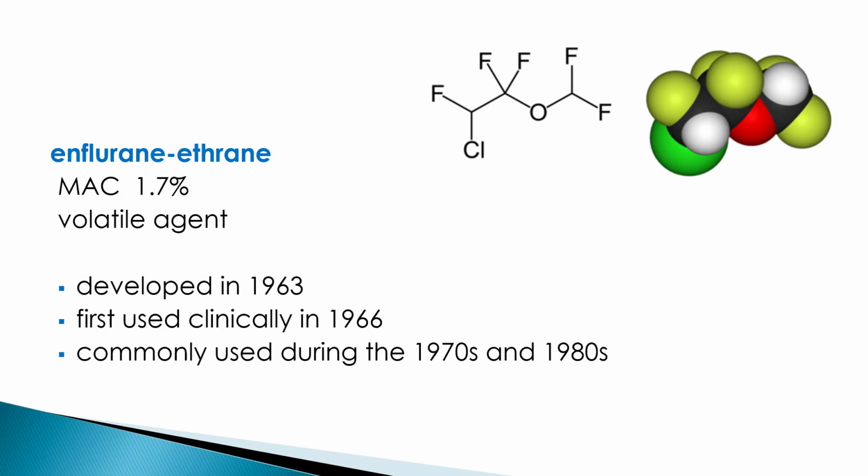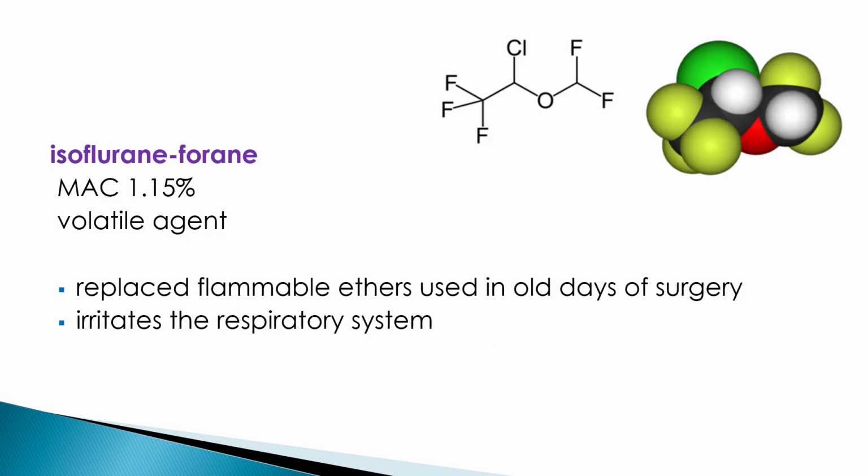Enflurane or Ethrane. A MAC is 1.7. It's also a volatile agent, which means it's a vapor. It was developed in 1963 and first clinically used in 1966. It was used in the 70s and 80s and not much used at all today.